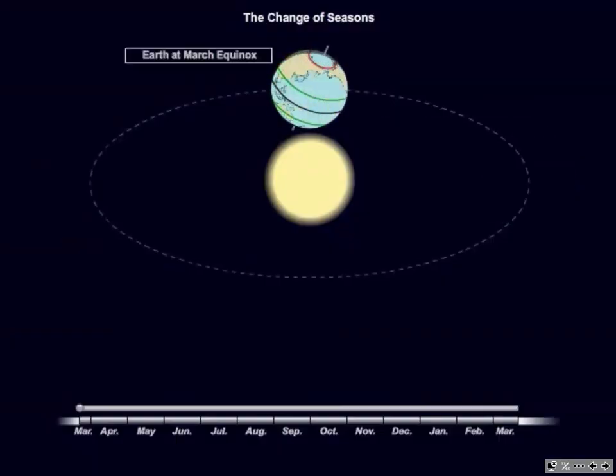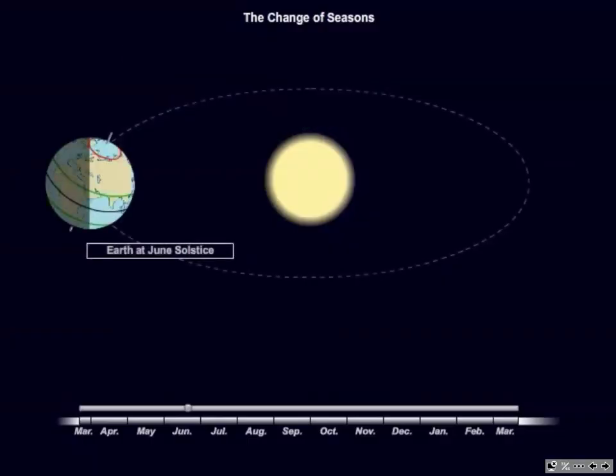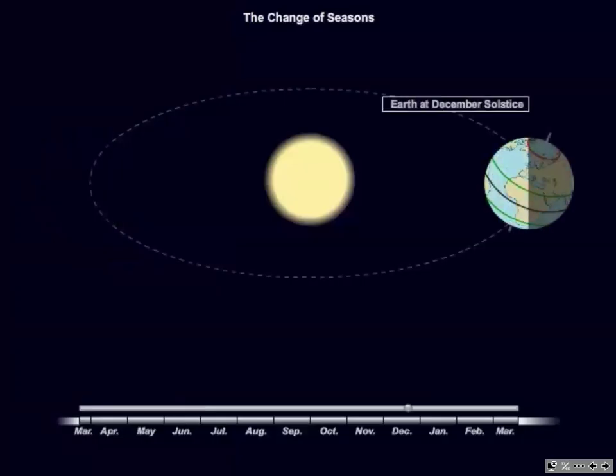As you view the animation this time, notice that because Earth's axis is inclined and always pointing in the same direction, on the June solstice, the North Pole is leaning most directly toward the Sun. 6 months later, on the December solstice, the North Pole is leaning most directly away from the Sun. This is the fundamental cause of the change of seasons.